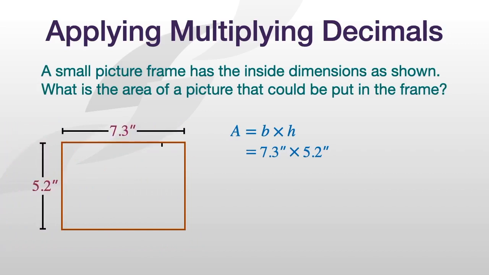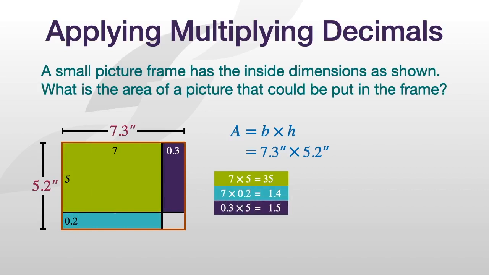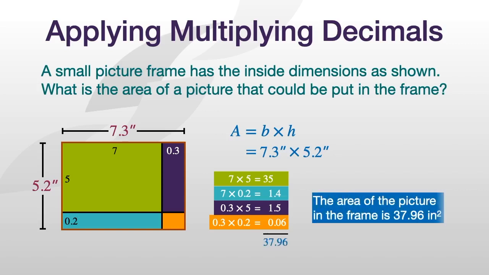As before, we can partition the numbers to make the parts easier to multiply. Multiply each dimension to get each area. Adding these together gives us a total area of 37 and 96 hundredths square inches.